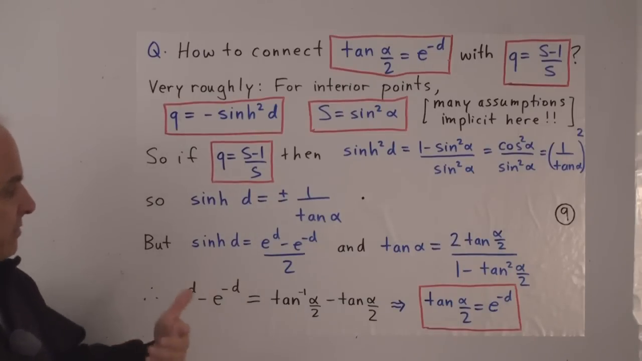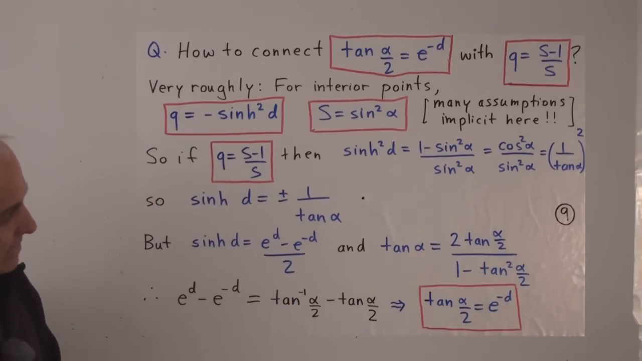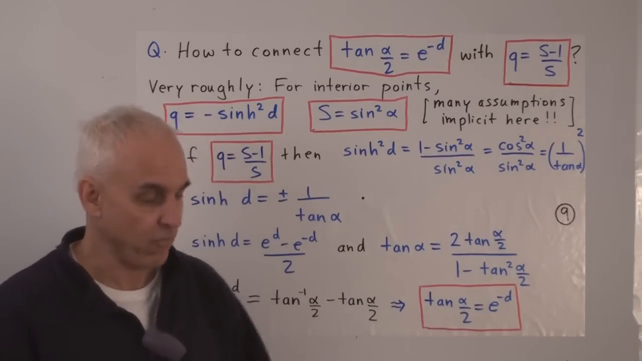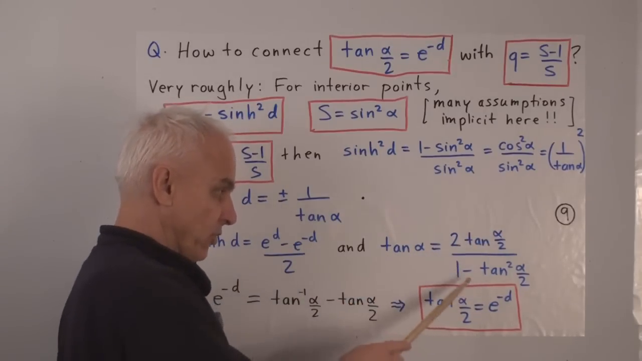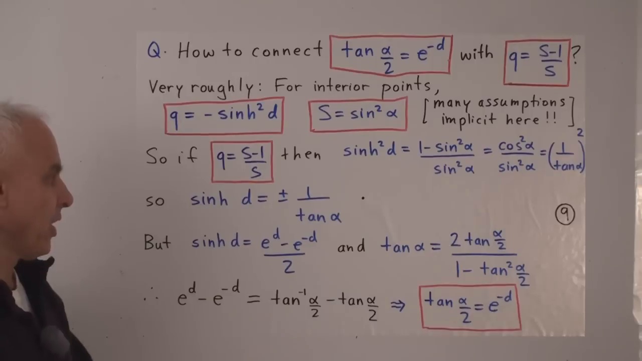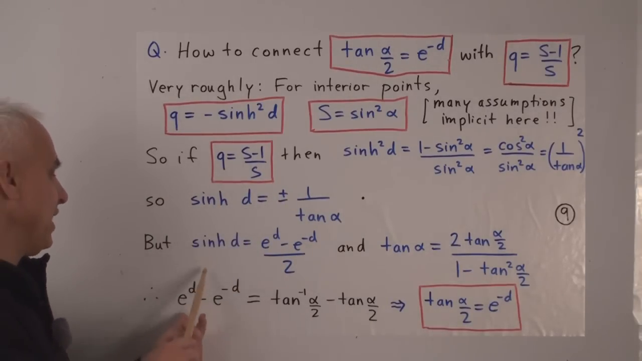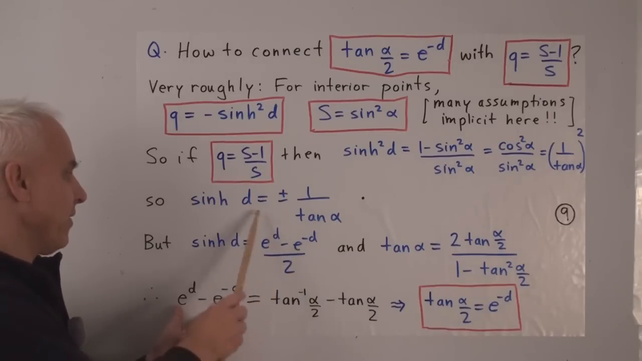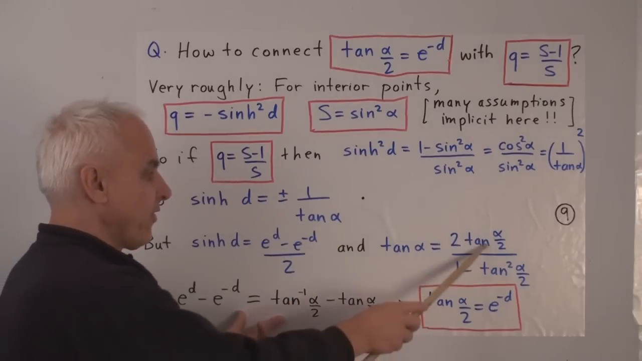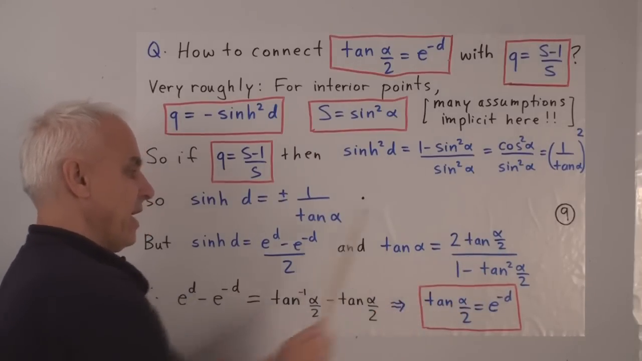Now sinh D in terms of exponentials is e to the d minus e to the minus d over 2. And tan of alpha can be expressed in terms of a double angle formula or a half angle formula as 2 tan alpha over 2, 1 minus tan squared alpha over 2 in the denominator. So if you look at this and somehow come up with a plus sign here, then you have e to the d minus e to the minus d on this side equals, well, 1 over this will be 1 over this, and I've divided by 2. So I'm going to get this denominator divided by tan alpha over 2.